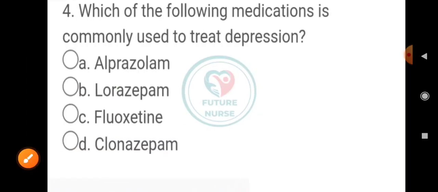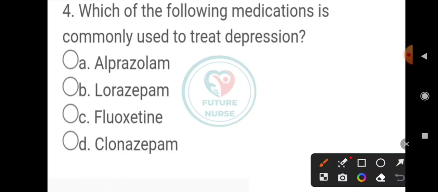Which of the following medications is commonly used to treat depression? Options are Alprazolam, Lorazepam, Fluoxetine, Clonazepam. So the correct answer is Fluoxetine, which is used to treat depression.